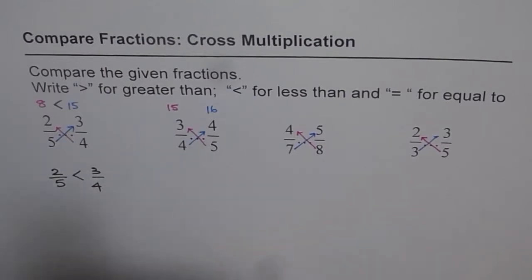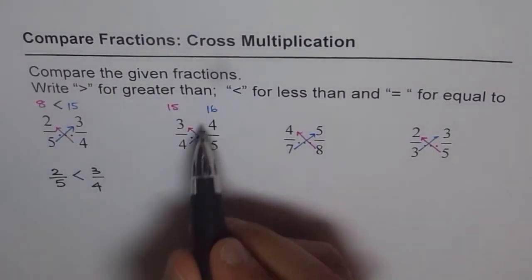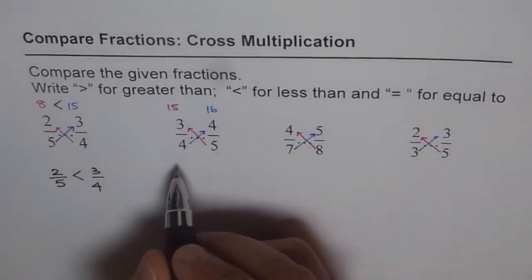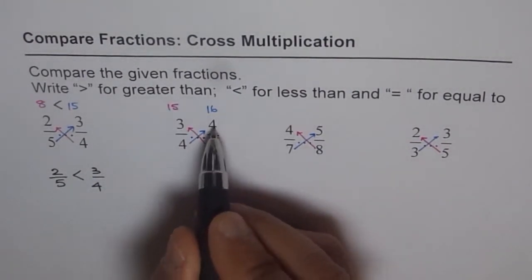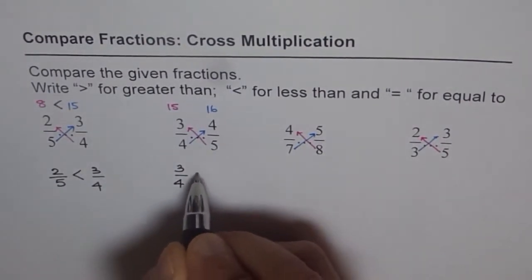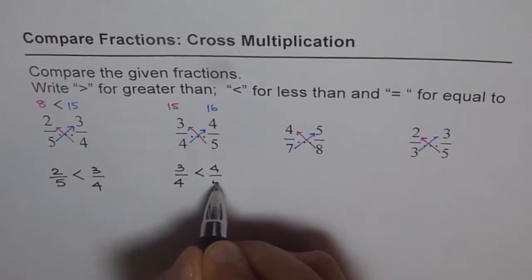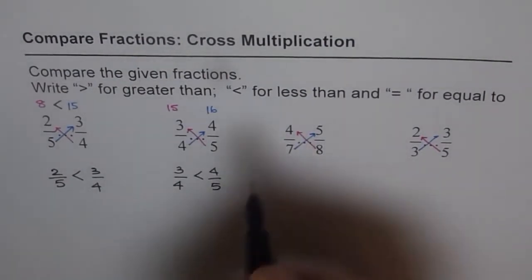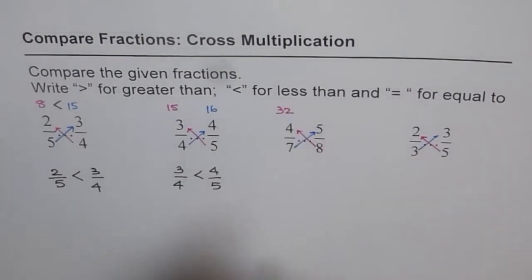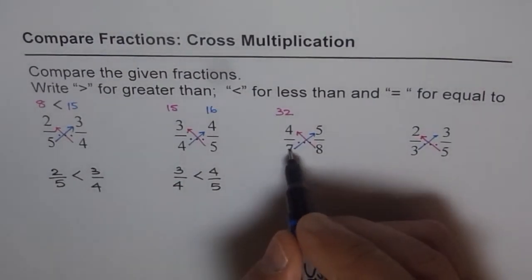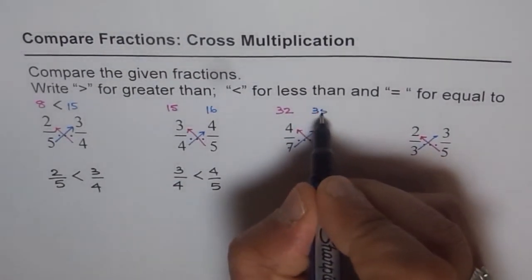Now here in this case, if you compare, you get 16 on the right side and 15 on the left side. And therefore, we know 3 over 4 is less than 4 over 5. So write 3 over 4 is again less than 4 over 5. So that is our answer. Now the next one, let's multiply and check. 8 times 4, 32. If you don't remember your tables, you can use the calculator. 7 times 5 is 35.